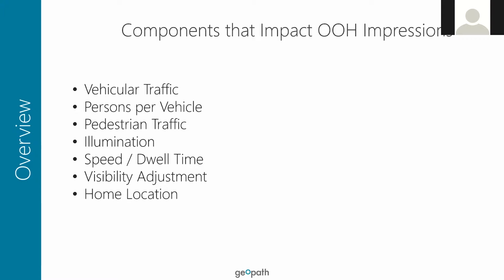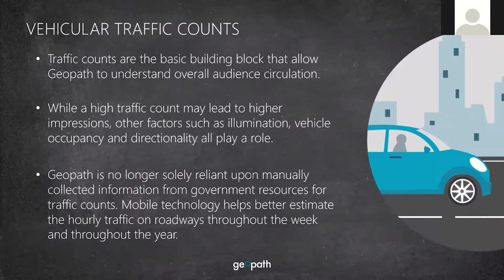Where do people live that are traveling on those roadways? How do we know that? And how does that play into what we know and what we've been reporting for impressions? So let's start off with vehicular traffic counts.